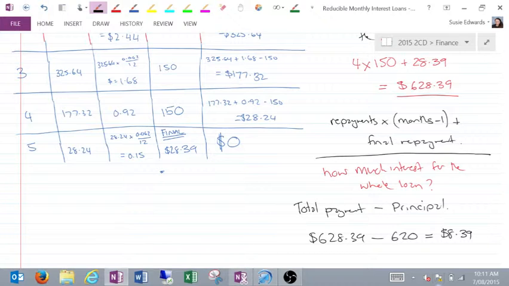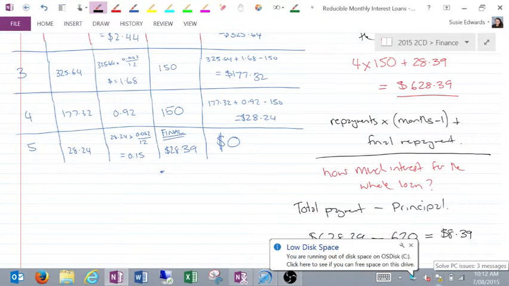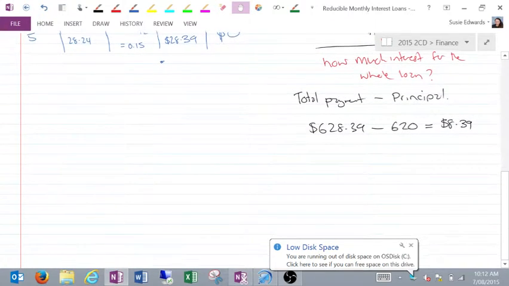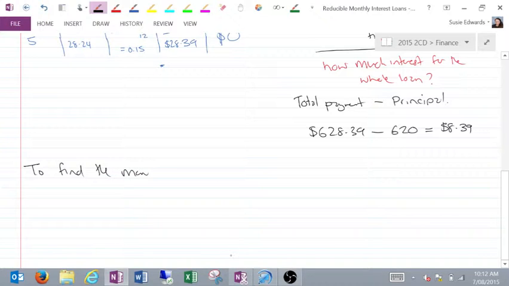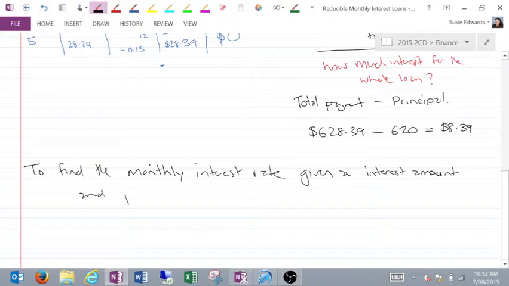Are there any questions about that? No? All right, there's one more thing we need to be able to do, and then we'll do one of these questions together. All right, so to find the monthly interest rate, not just given the annual one. Rate given an interest amount and principal.